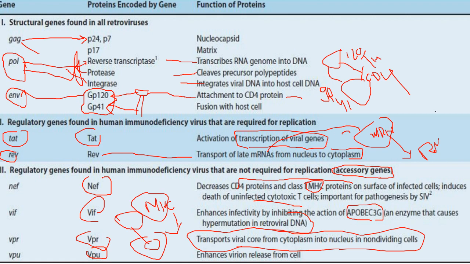When a complete virus is formed inside the cell, this virus is transported to the other cell with the help of VPU. In the next lecture, we will discuss the replication and pathogenesis of HIV, and also the treatment, and also why vaccines are not formed against the HIV virus.